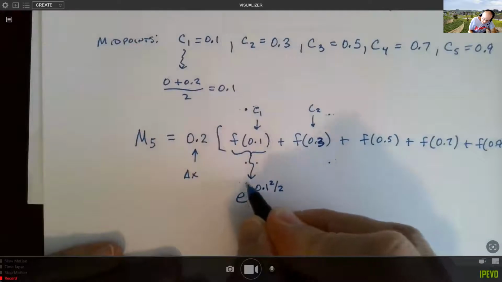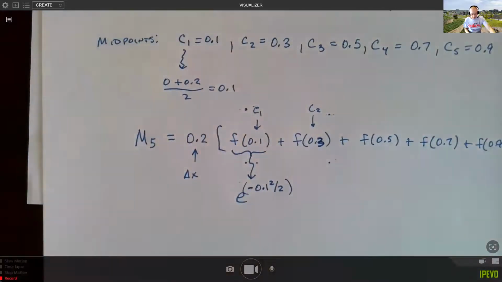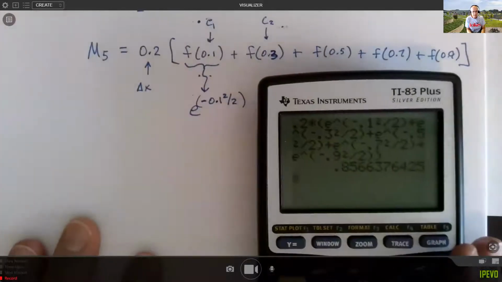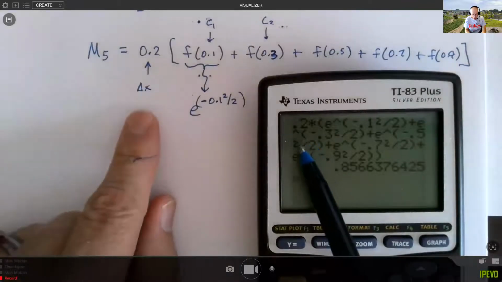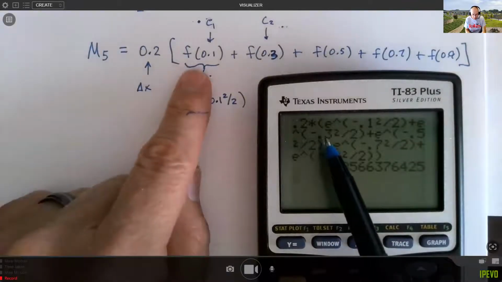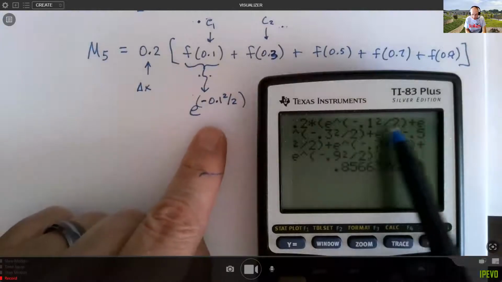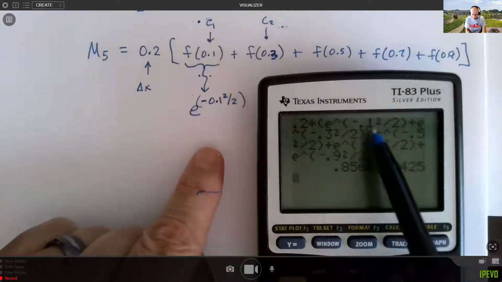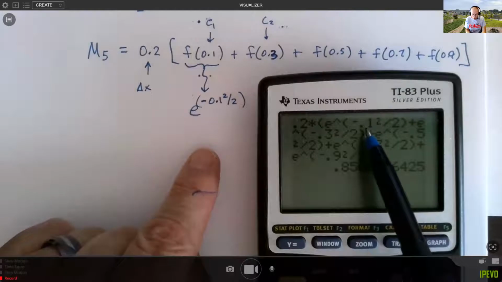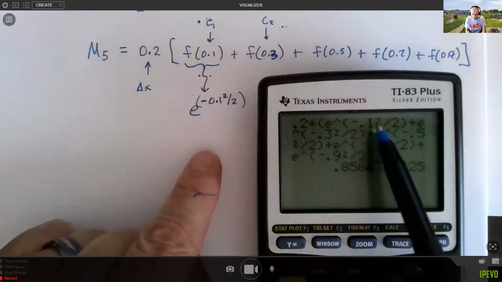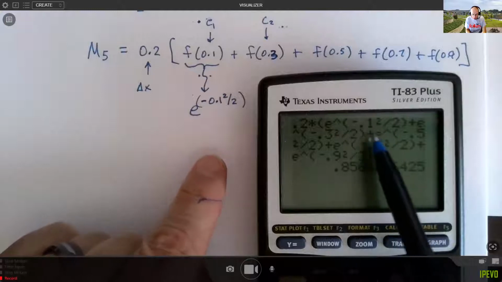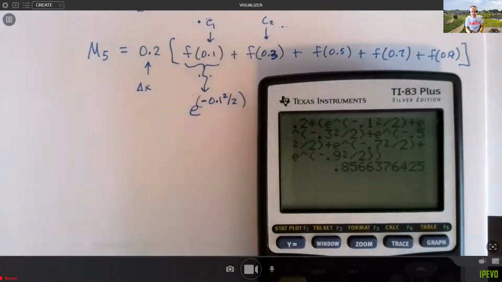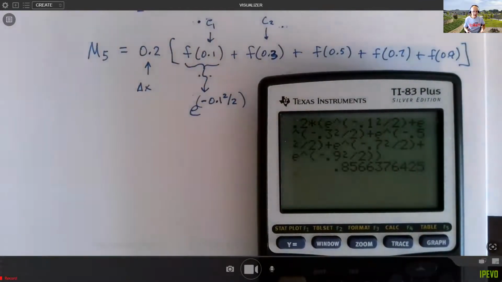Now, all that would need to be in parentheses in the calculator. And that's what I have here. I've already entered it in. And you can see I've got the 0.2, which is the delta x, times, and then parentheses. F of 0.1 is e to, in parentheses, negative 0.1 squared divided by 2. Notice the calculator will indeed do the exponent first. So it will square the 0.1 first, and then multiply by negative 1 and then divide by 2. So it's going to give you a negative exponent. If you put that negative 0.1 in parentheses and then square it, you're going to get an incorrect result because it will square the negative 1, making it a positive exponent.